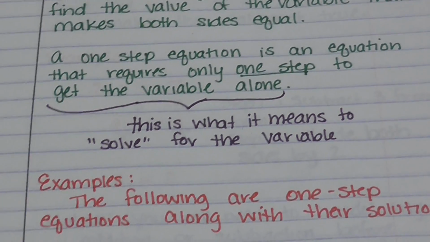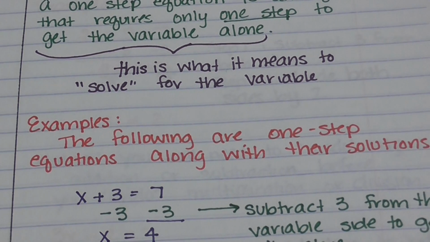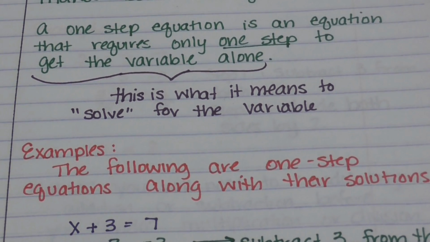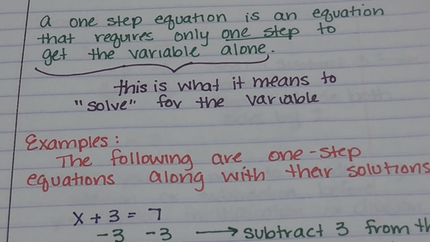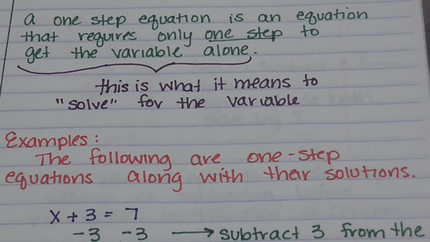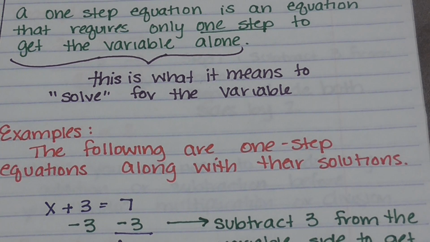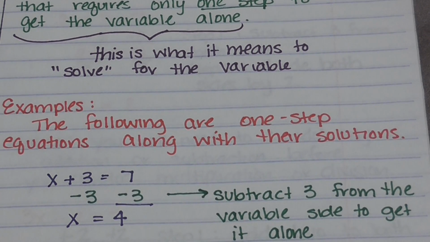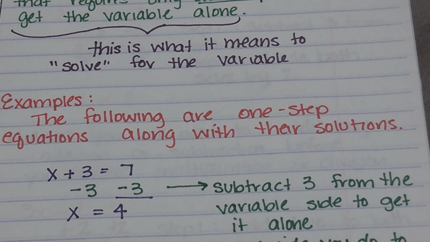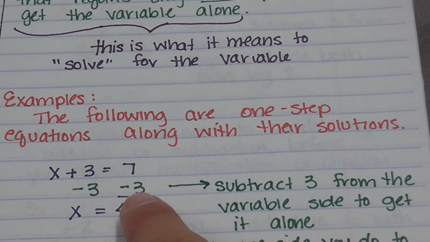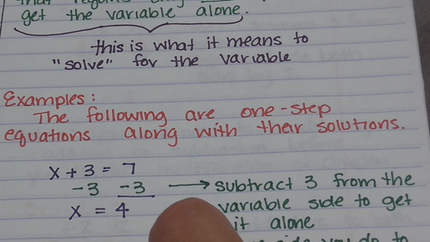So some examples to get us started. The following are one-step equations along with their solutions. Let's start with x plus 3 equals 7. We need to get x by itself. Right now I'm adding 3 to it. So in order to get rid of that 3, we use the inverse operation, or I'm going to subtract 3 from both sides. So when I do that, I'm subtracting 3 from the variable side to get this variable alone. When I do that to one side, I have to do that to the other side too. It's called keeping things balanced.